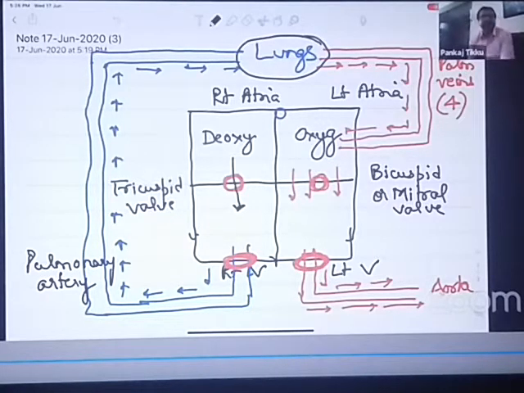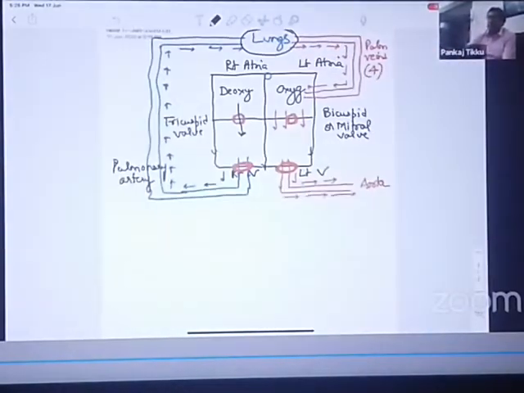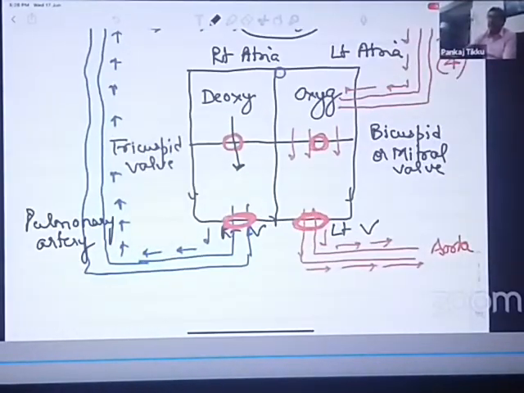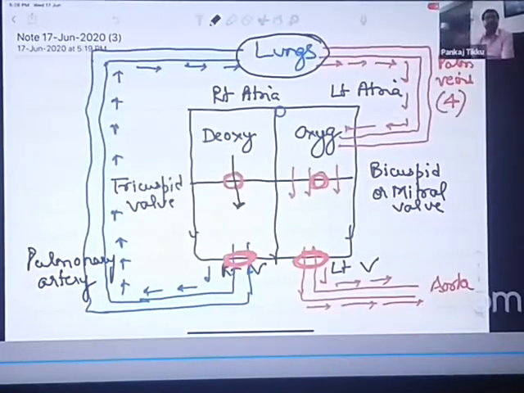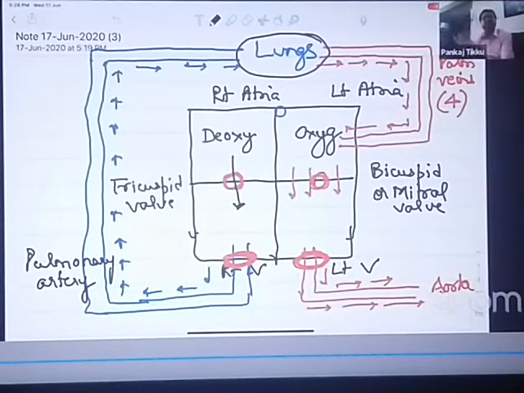So this is basically the neonatal circulation. This is the circulation that we normally have after the child is born. Before this, I have told you the fetal circulation and how the fetal circulation changes to the neonatal circulation, that I have also told you.